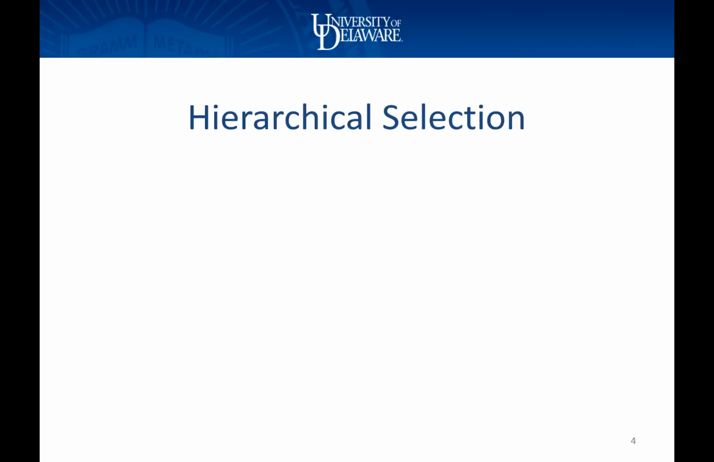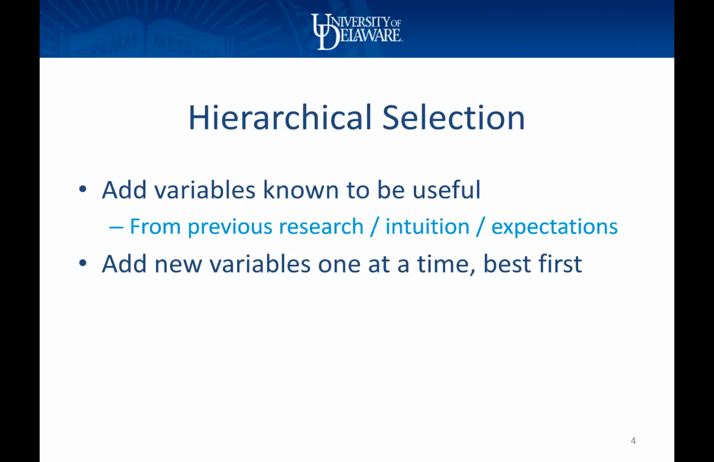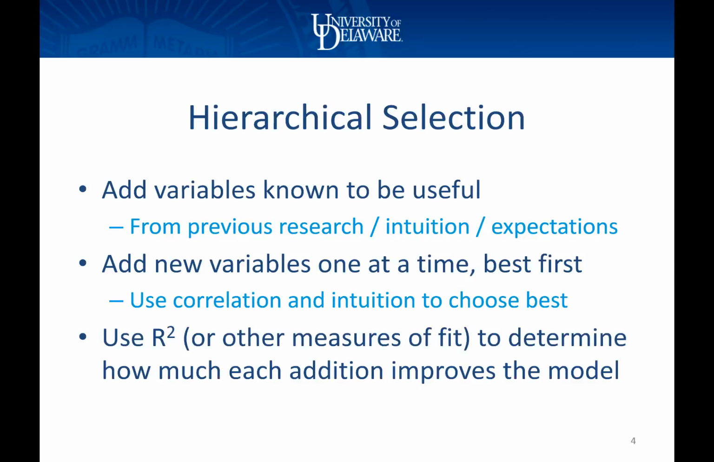The first method is hierarchical selection. And you know what the word hierarchy means. So this follows along with that. We add the variables first that we know are going to be useful in the model. Maybe this information comes from previous research, from our intuition, or from our expectations as researchers. And after that, we add variables one at a time, choosing the best first, and maybe that comes from our correlation metrics or intuition about which one's going to be best. And we add those one at a time, and each time we make an addition, we look at that R-squared or the prediction accuracy or some other measure of fit to see that we've really improved the model.